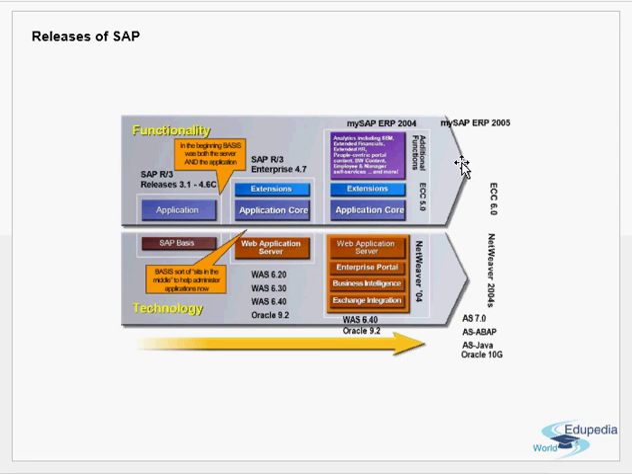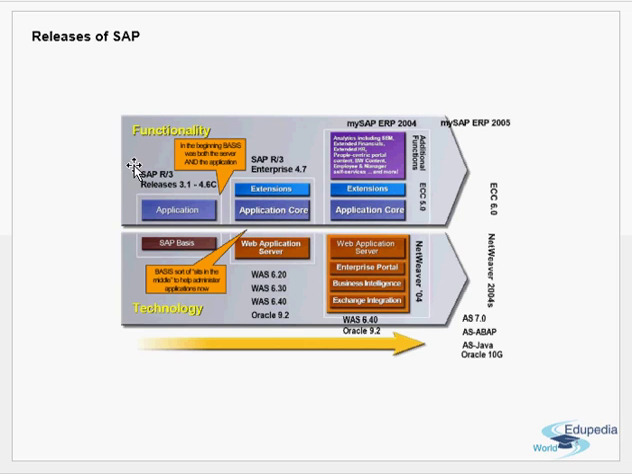additional functions like HR, BW content, etc. And here the technology side also developed, like from web application server they developed portal, business intelligence, exchange infrastructure. So that's how SAP is proceeding now. So right now we are on 7. We have ABAP as well as Java also.